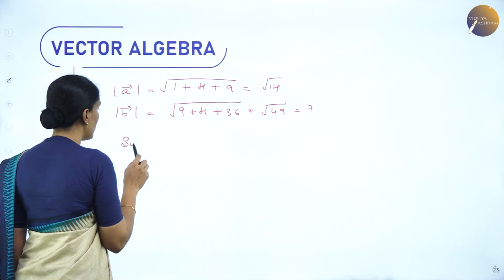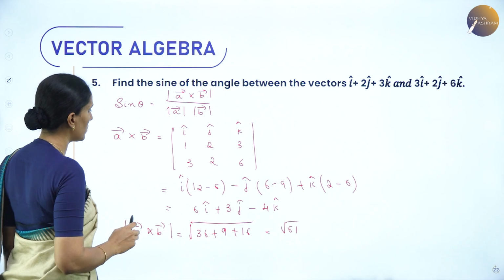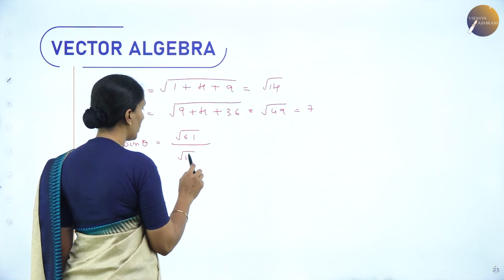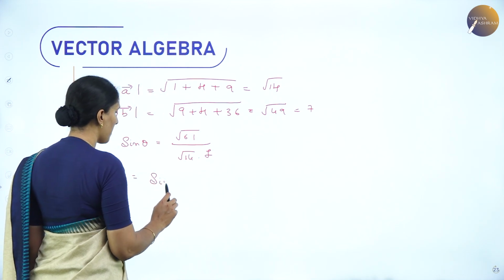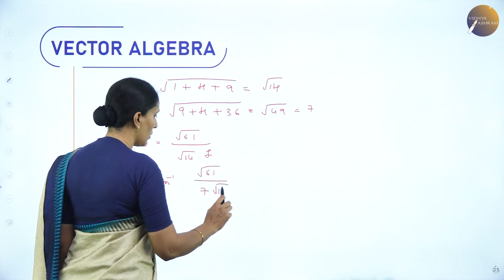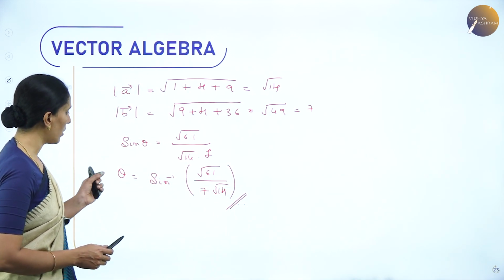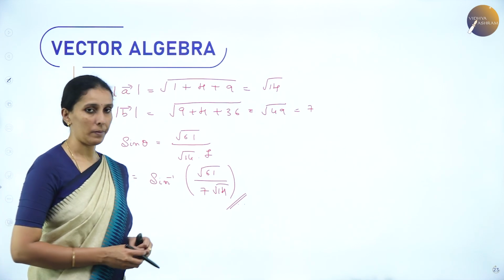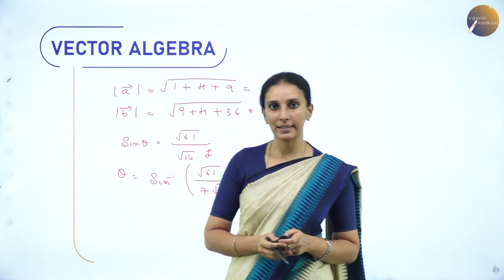Now sine theta is equal to the magnitude of A cross B, root 61, divided by root 14 into 7. So theta can be written as sine inverse of root 61 divided by 7 root 14. So this is the angle or theta value, that is sine inverse of root 61 divided by 7 root 14. So these are all very important questions which you can expect for your final examination.